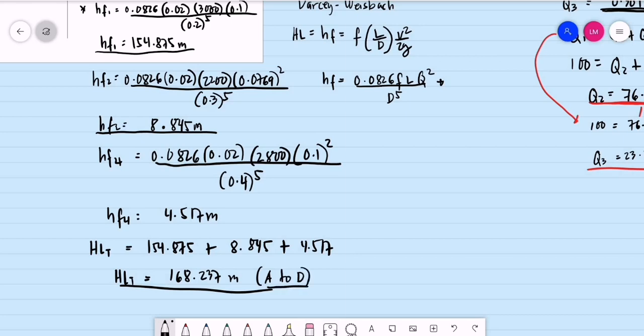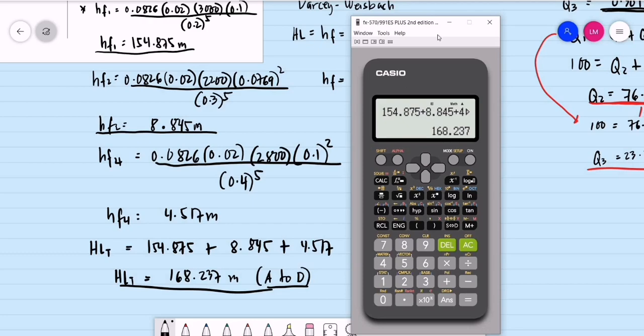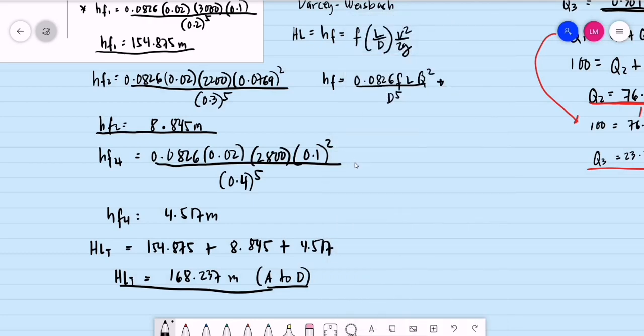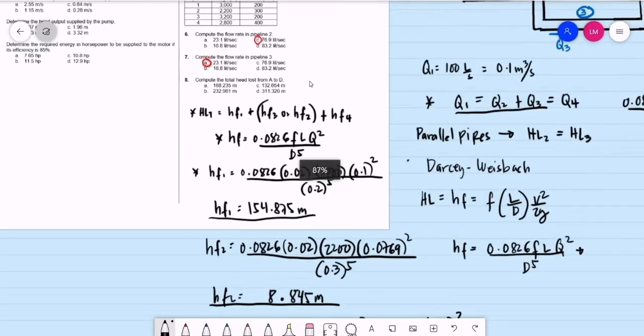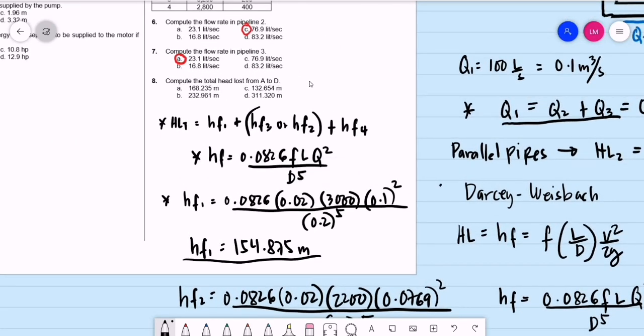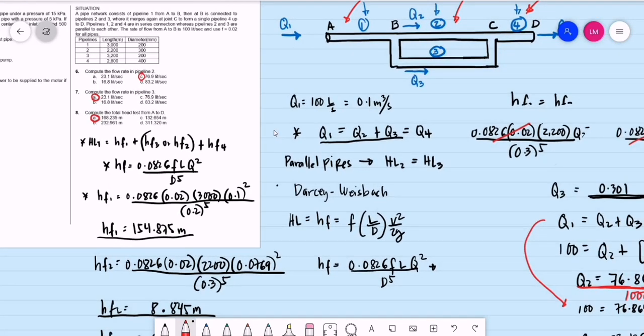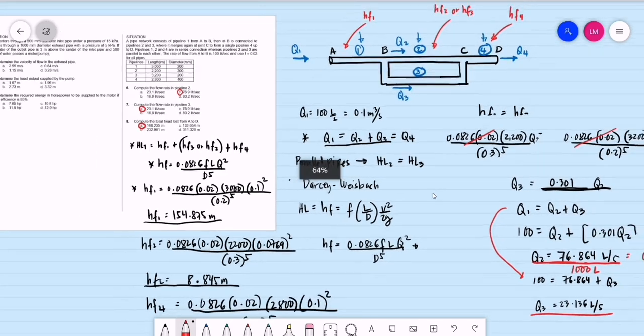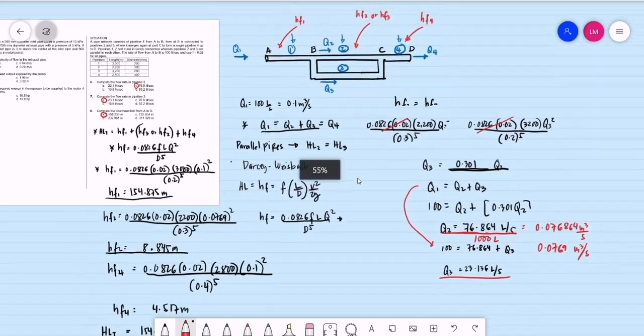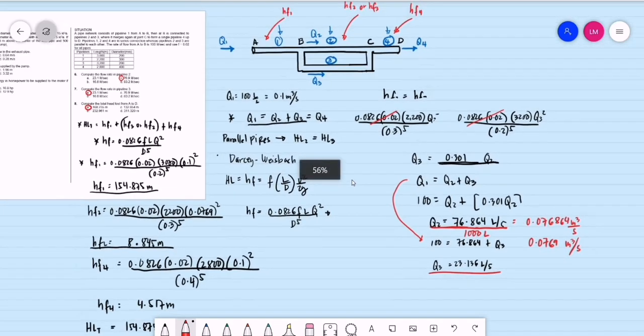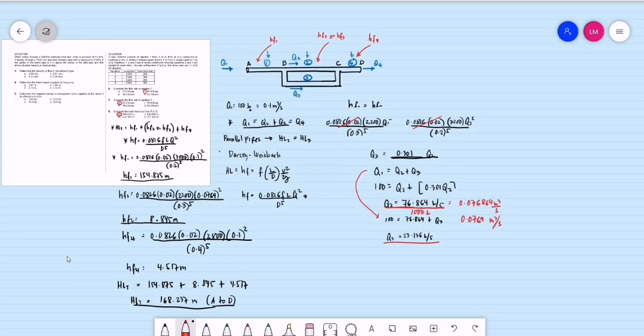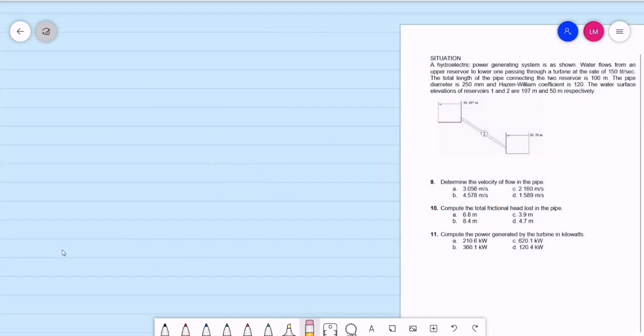Considering parallel pipes, we have only one head loss. So we check this value on our choices. That is 168.235, the closest value on our choices. That will be letter A. So this will be our solution for problems 6, 7, and 8. So for major losses, we are using the Darcy-Weisbach equation. I will proceed to another equation for major losses. That is the Hazen-Williams.